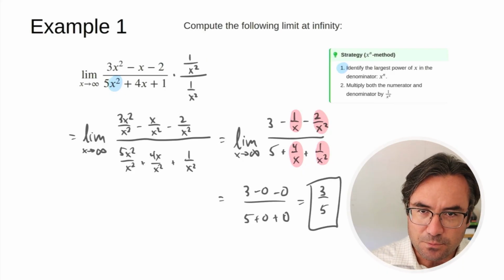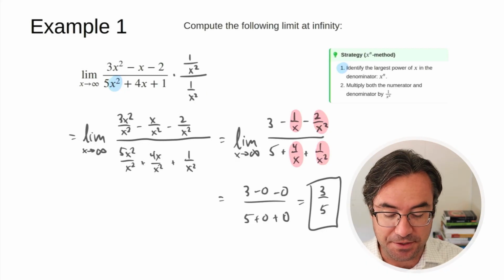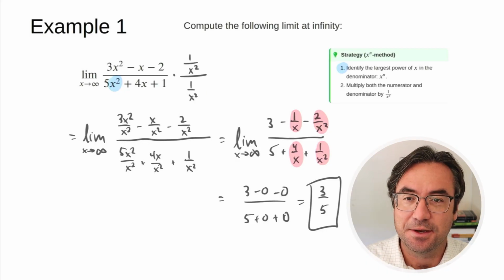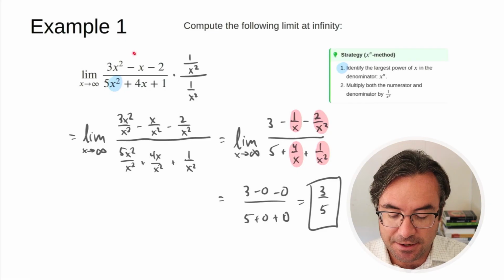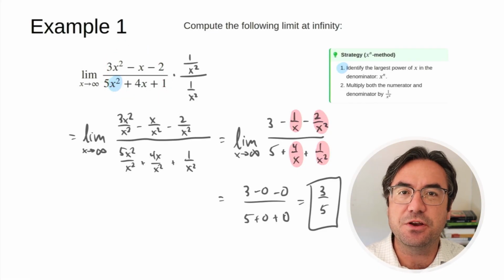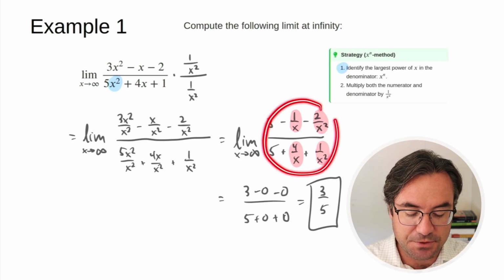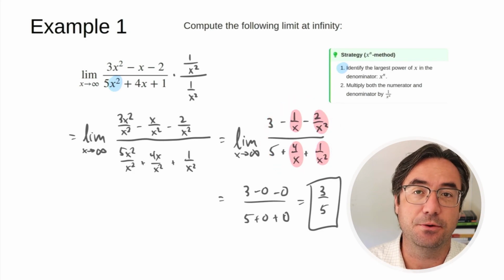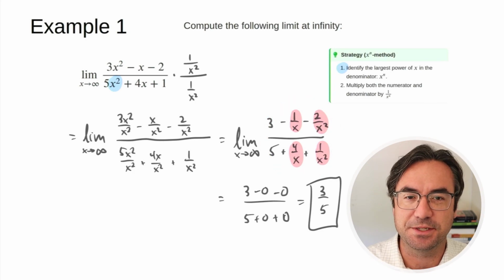We're going to practice more of these in class, but the idea here is we're taking terms that are all going to infinity, and converting them into terms that are all going to 0, so that we can do regular arithmetic with them.